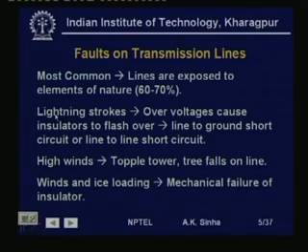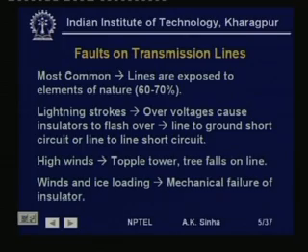The reasons for these faults, as I said earlier, are lightning strokes. Lightning strikes a transmission line. Over voltages are created because of the traveling waves which travel on the transmission line in both directions, and when they come near the tower or the insulators, they can create a flashover from the insulator to the tower or between two lines. This can create a line to ground short circuit or a line to line short circuit.